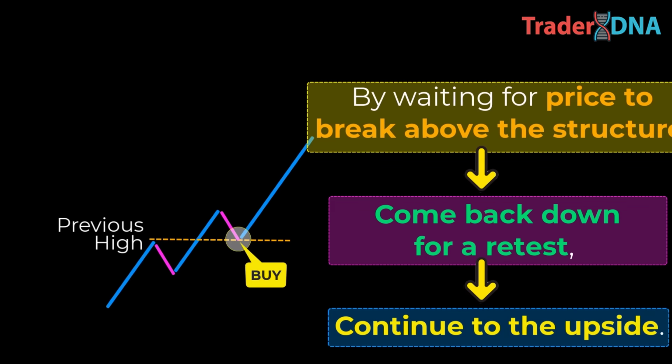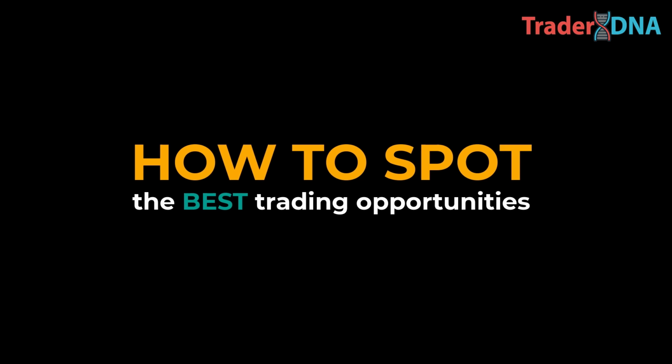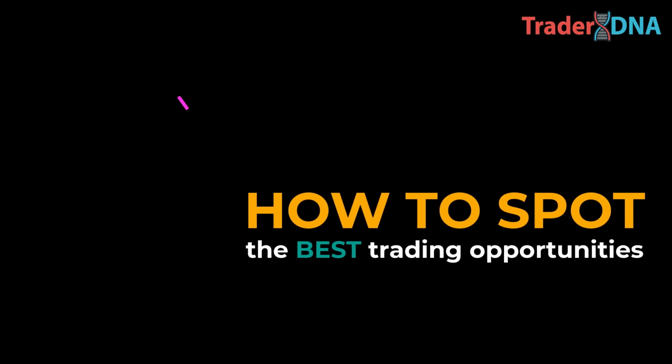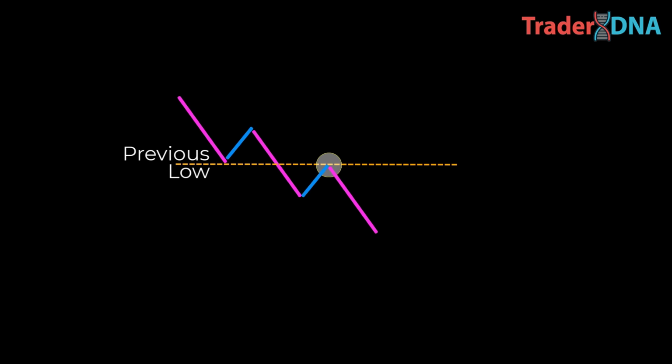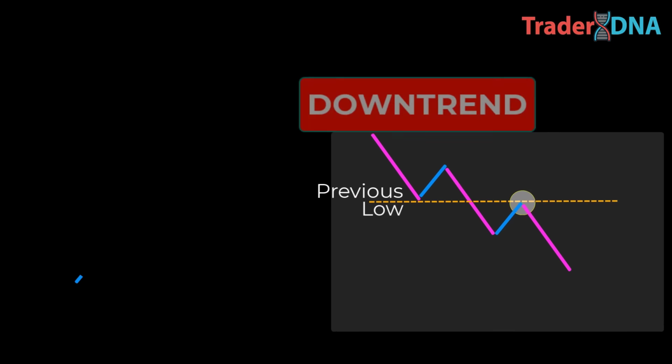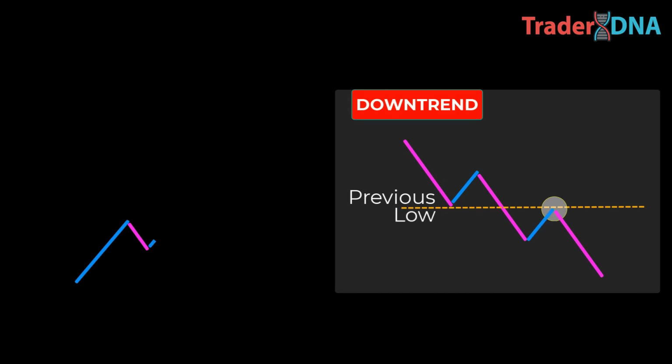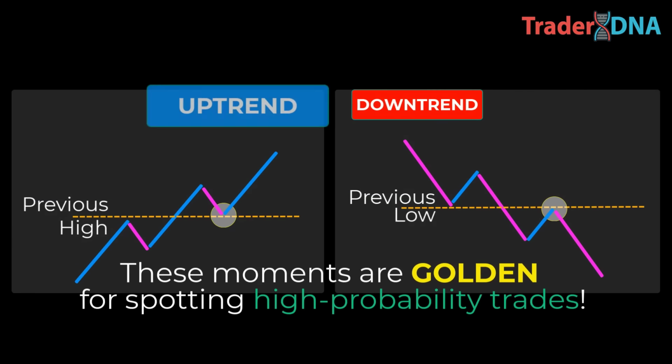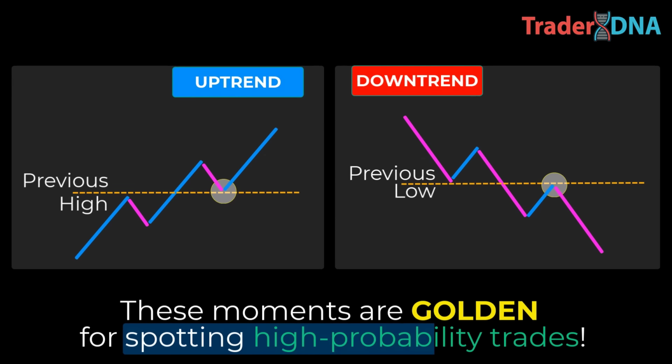Now, today we're going to focus on how to spot the best trading opportunities at these break and retest levels. For example, in a downtrend, you'll want to look for clean market structure showing a clear downward movement. Watch for price to break below a previous structural low, come back to retest that level, and then continue its downward momentum. The same logic applies to an uptrend. You're waiting for price to break above a structural high, retest it, and then push even higher. These moments are golden for spotting high probability trades.